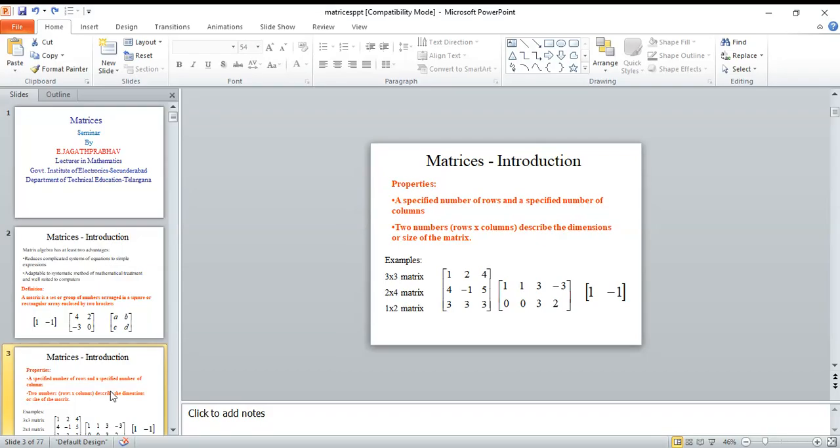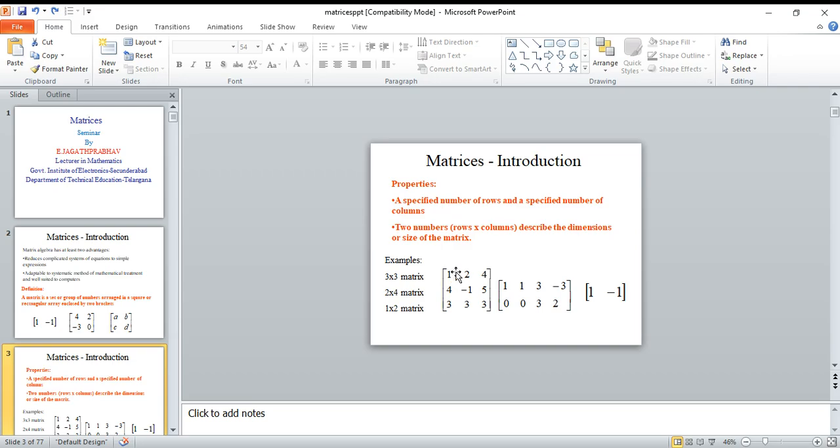Properties of matrices. A matrix has a specified number of rows and a specified number of columns. Two numbers here, two numbers. Rows and columns describe the dimension or size of the matrix. Example, a 3 by 3 matrix. A 3 by 3 matrix means the matrix contains three rows and three columns.